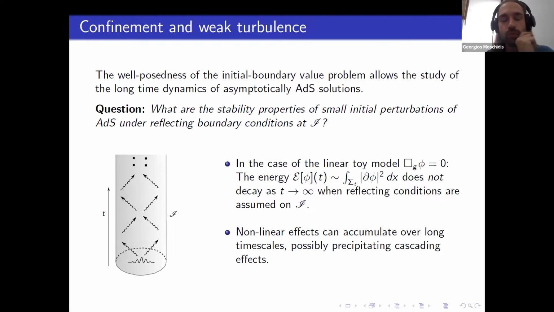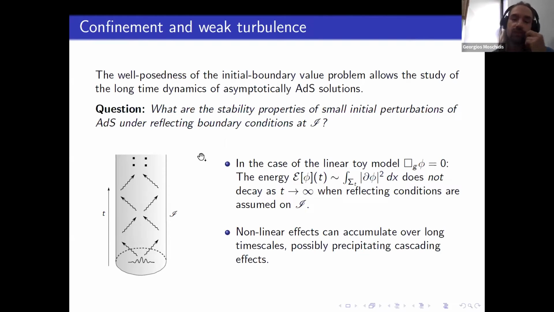So what we're going to study is the following dynamical question. Now that we have the well-posedness of the initial boundary value problem at hand, we can ask what happens to specific sets of initial data if we let them evolve for a long period of time under suitable boundary conditions at infinity. And the simplest question we can ask in this setting is that of the stability properties of the trivial solution under reflecting boundary conditions. Right? So in particular, what happens to AdS if we perturb its initial data a little bit and let them evolve in time with reflecting boundary conditions at infinity.